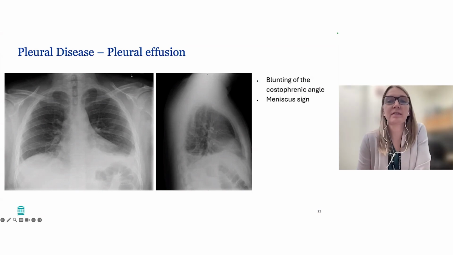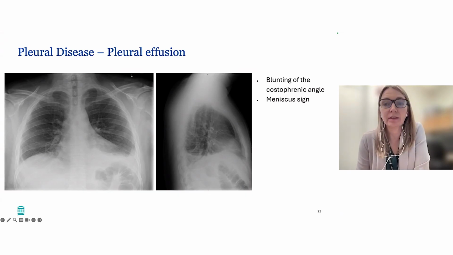Moving from pneumothorax onto pleural disease, we will start with pleural effusions. This is the chest X-ray of a young adult patient of mine with rheumatologic disease who presented with left-sided pleuritic chest pain and new effusion. On chest X-ray, pleural effusions can be recognized by blunting of the costophrenic angle, as is shown here on the left, specifically compared to the nice crisp angle seen on the right.